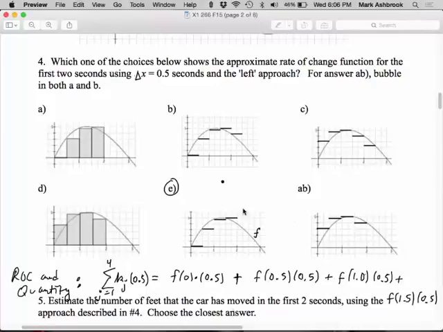Okay, and we said if we wanted the exact distance traveled, what if we wanted the exact distance traveled in the first 2 seconds? So the exact number of feet the car has moved in the first 2 seconds. So that would be if we had infinitely small intervals and we added all infinitely many of those up this way, right? So if now instead of our intervals being 0.5, they were super, super small, and we had a zillion of them, right?